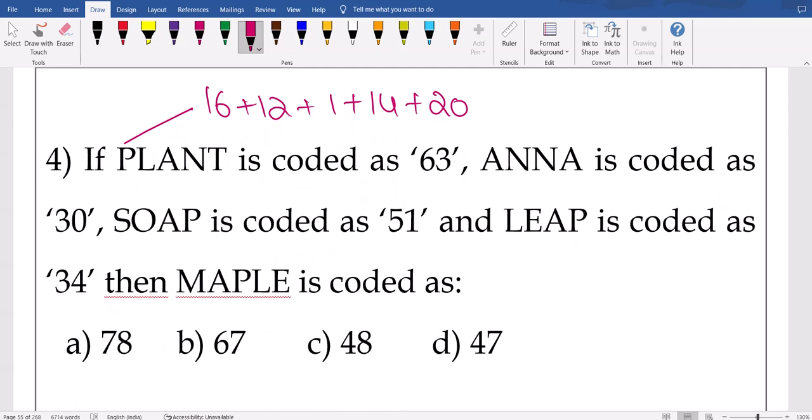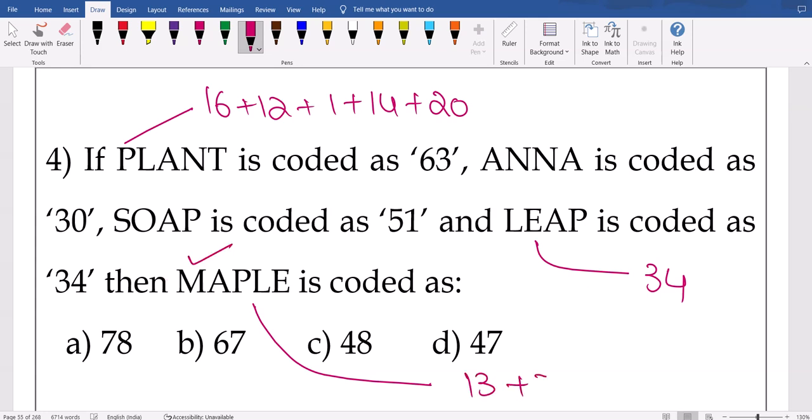Okay. But guys, listen, there is an advantage. What is leap given as? Leap is given as 34. In Mettl, the leap code is already there. Only the M letter is extra. So I'll do 13 plus 34, 47 is my answer. I'm taking advantage of the question.